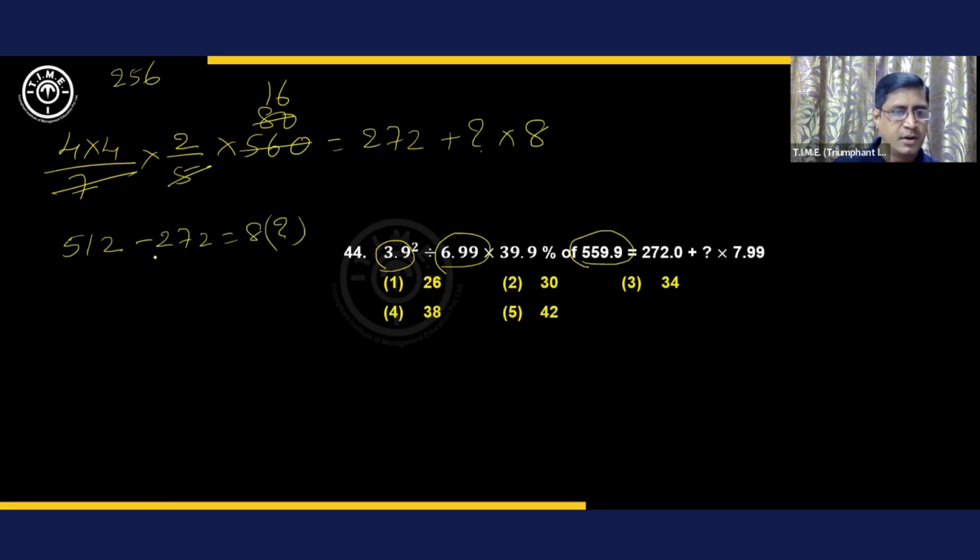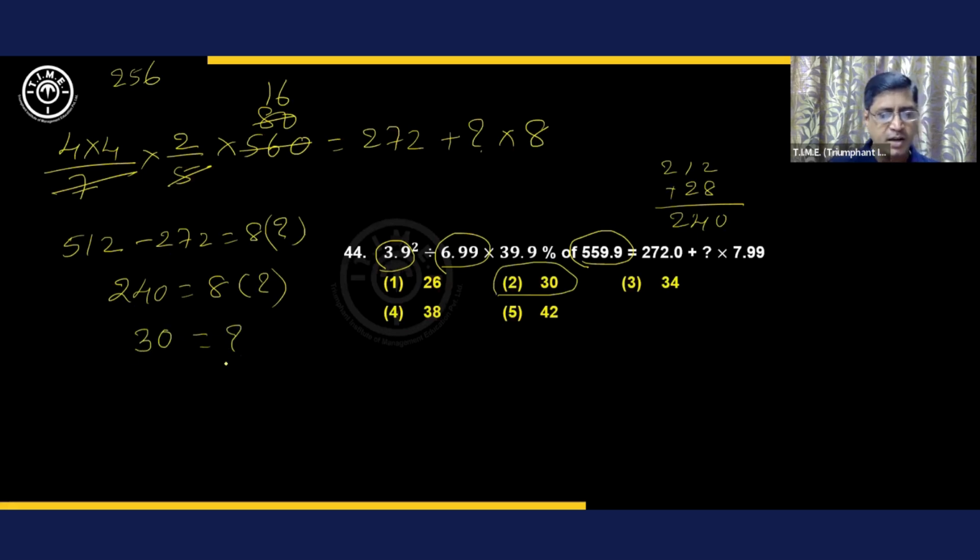Now solving this. What is the difference of these numbers? Now 512 and 272. 272, how much is it less than 300? 28. Now 300, how much is 512 more than 300? It is 212. So 212 and 28. How much is the sum of these values? 240. So 240 is equal to 8 into question mark. The value of the question mark is 30. Option number 2. Second choice is the right answer.